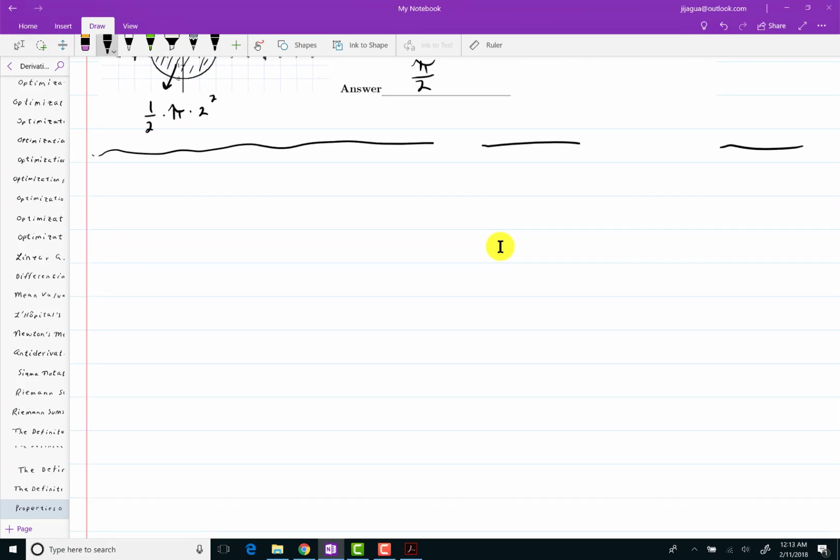The next property goes like this. Let c be a constant.